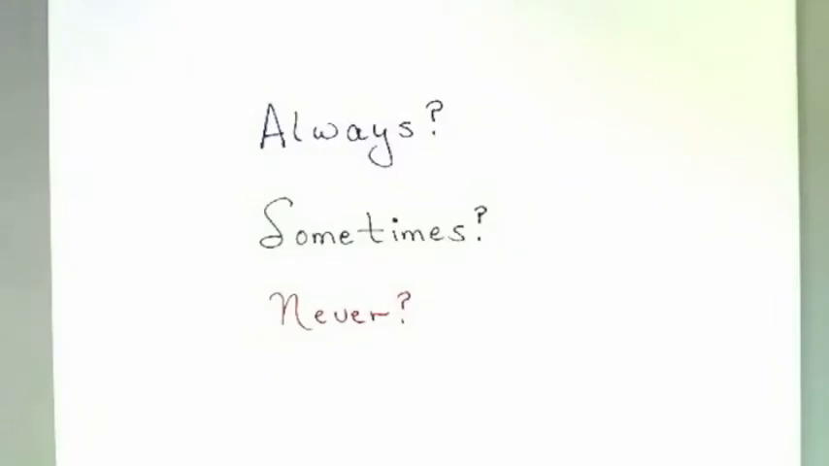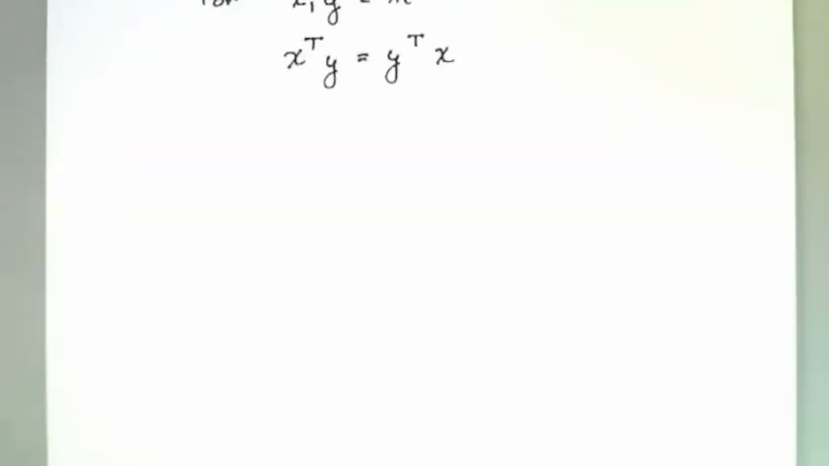Always, sometimes, never. Now we want to look at whether two vectors in Rn, in other words, two vectors of length n, if we look at the dot product, if x transpose times y, or the dot product of x with y, is equal to the dot product of y with x. In other words, we're asking, is it true that the dot product is commutative? And the answer is yes, it is. This is always true.